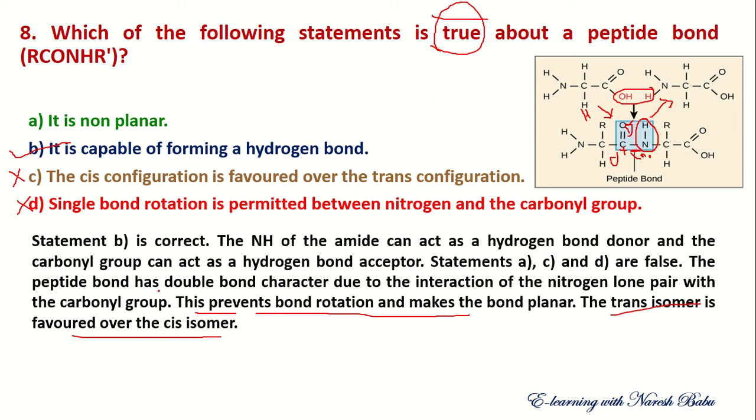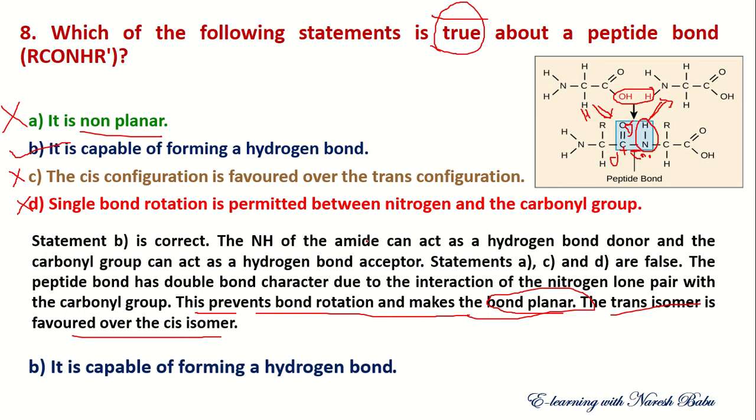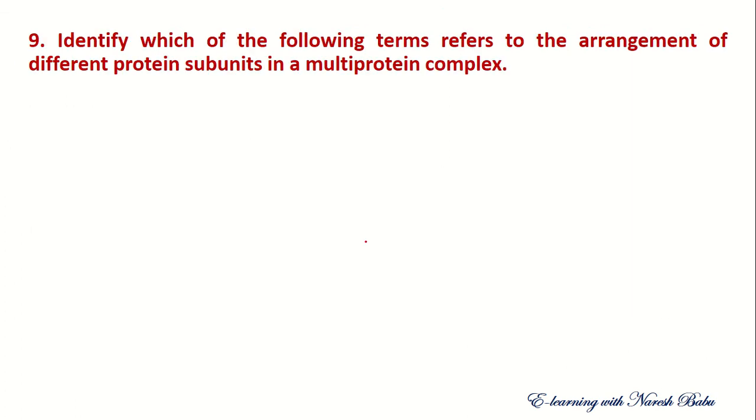And if you observe here, the peptide bonds have double bond character, and this prevents the bond rotation and makes the bond planar. So due to the formation of double bond character between the carbon and nitrogen, the structure is planar, not non-planar. So it is also wrong. So the correct answer is that it is capable of forming a hydrogen bond, due to the NH acting as a hydrogen bond donor, and this oxygen acting as a hydrogen bond acceptor. So the answer is B.